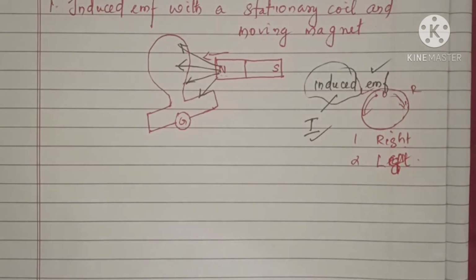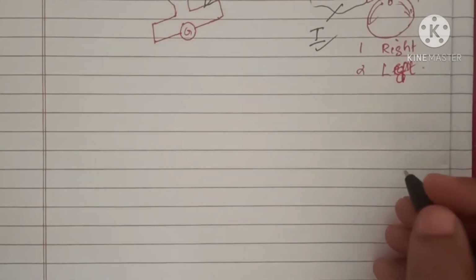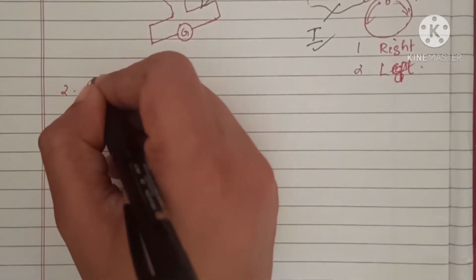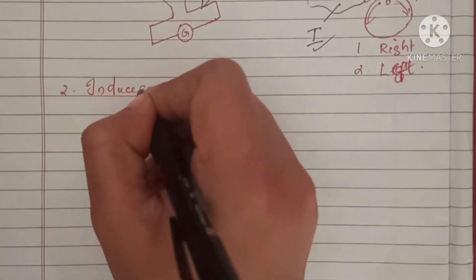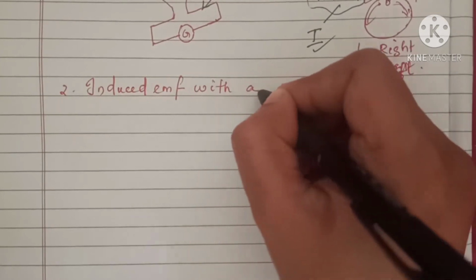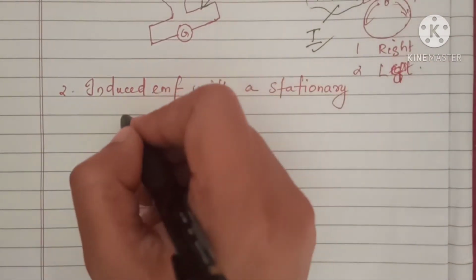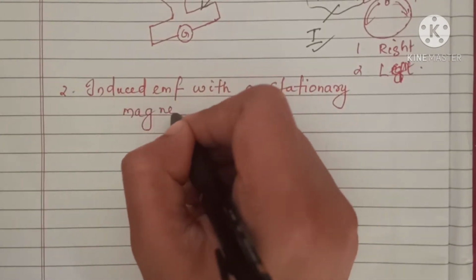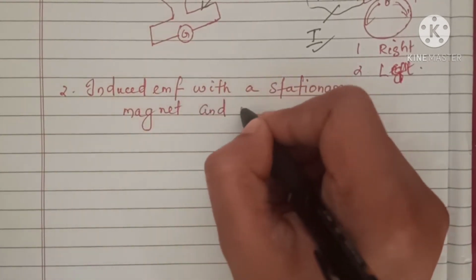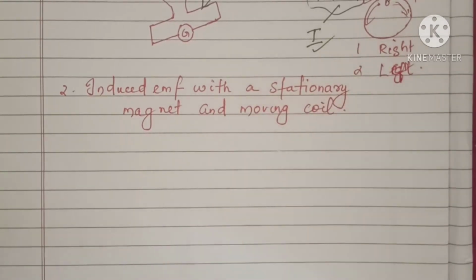Now the second case, that is the second experiment he conducted, is to generate the induced EMF with a stationary magnet. Here the magnet is kept stationary, with a stationary magnet and moving coil. Clear? Induced EMF with a stationary magnet and a moving coil.